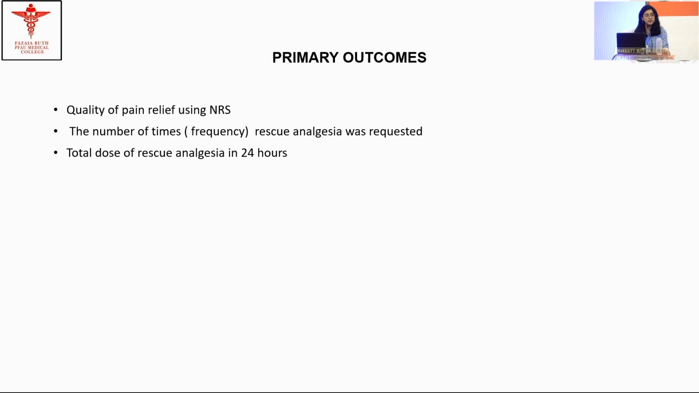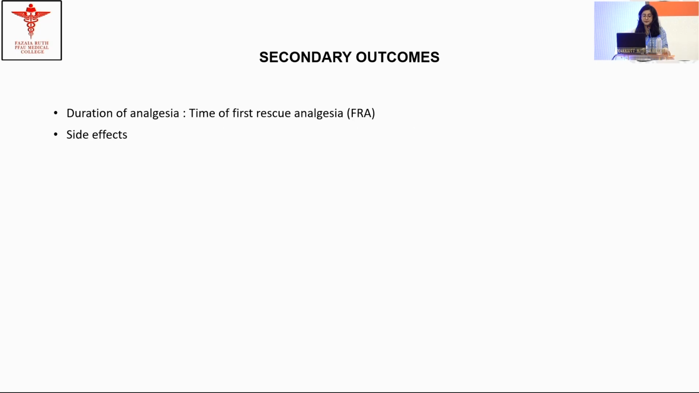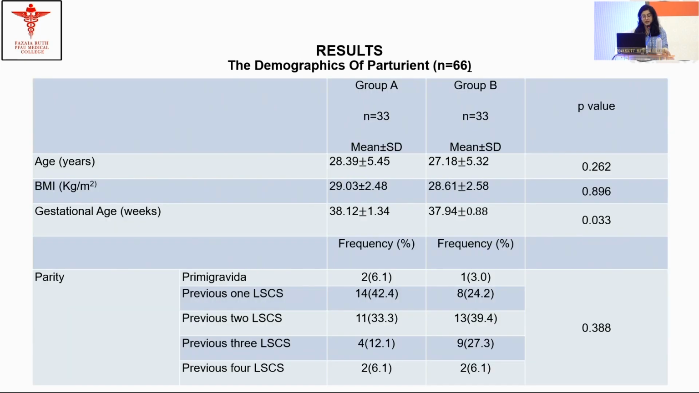The primary outcomes were quality of pain relief using NRS, the number of times rescue analgesia was required, and the total dose of rescue analgesia in 24 hours. The secondary outcomes were the time when the first rescue analgesia was given and side effects.